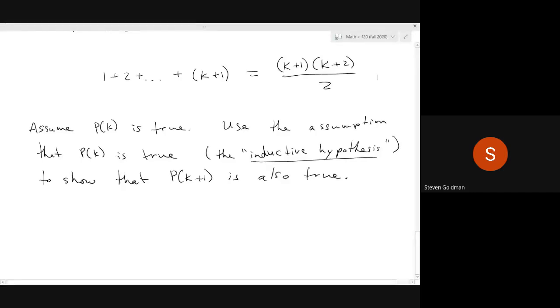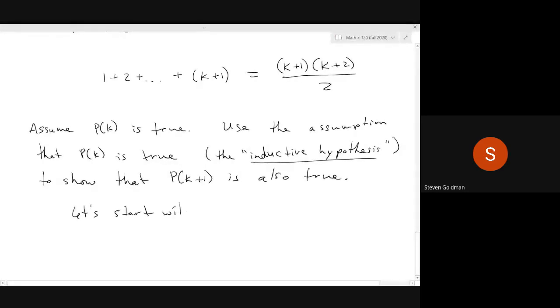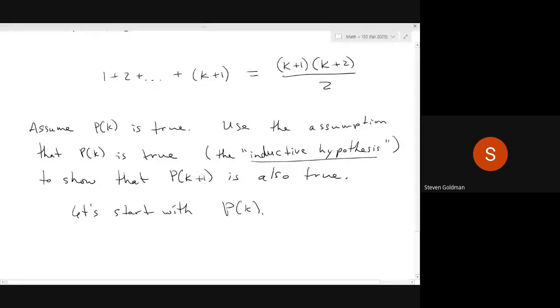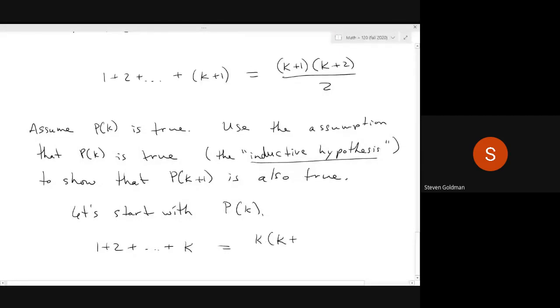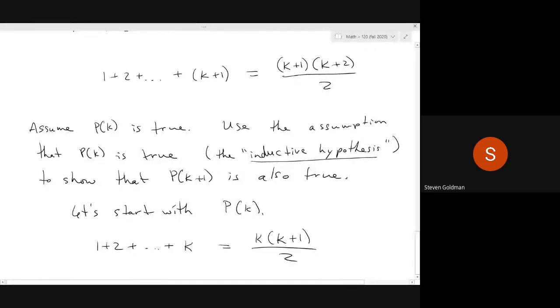Okay, so let me start this direct proof by assuming P of k is true. So I'm going to start by writing down P of k. What was P of k? Let's write it down again. It was 1 plus 2 plus ... plus k, and that equals k times k plus 1 divided by 2. That's P of k.